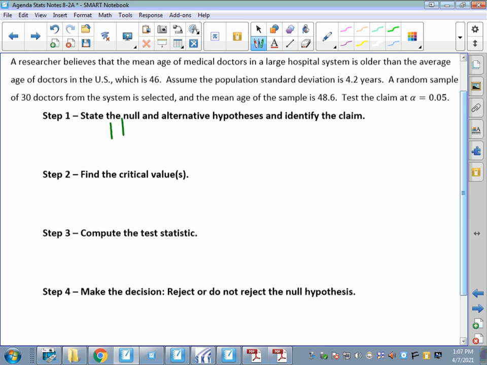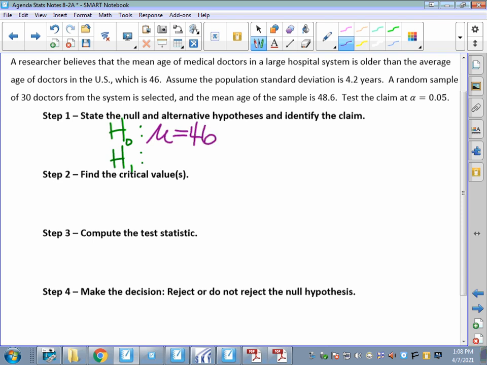So H sub 0 and H sub 1. Right? What does it say? A researcher believes that the mean age of medical doctors in a large hospital system is older than the average age of 46. There it is. There's everything we need. So H sub 0 is always an equality, right? So we're going to say that mu is equal to 46.